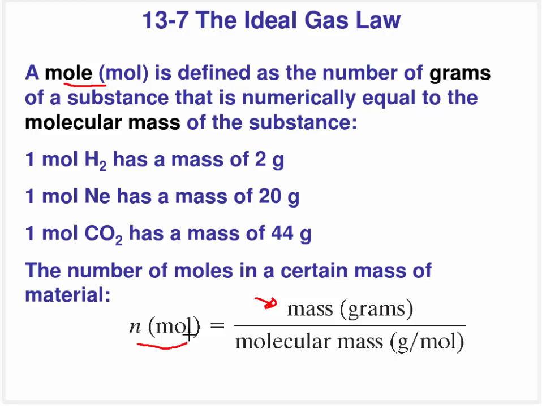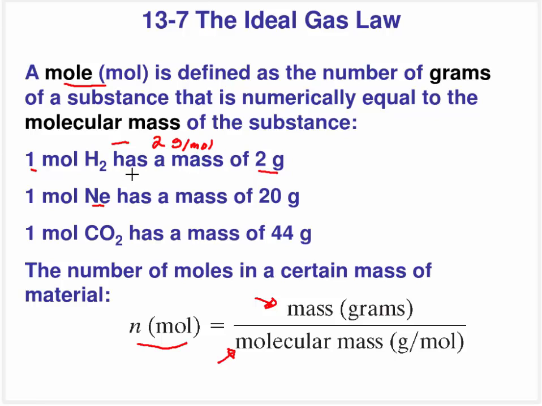Essentially, the number of moles is going to be the mass of an object divided by its molecular mass, which you can look up in a periodic table. So if we were to look up hydrogen, it's going to have a molecular mass of 2 grams per mole. So 1 mole of hydrogen is going to have a mass of 2 grams. Similarly, we could look up elements like neon.